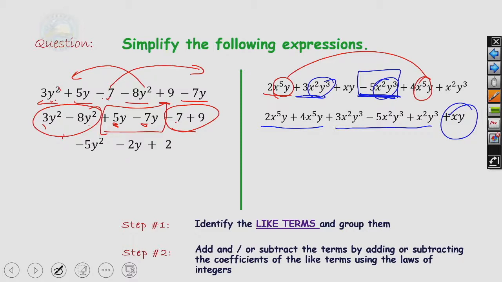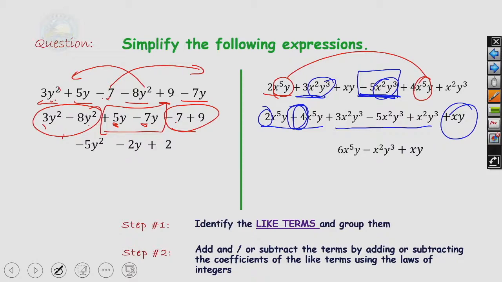Working it out here, remember that when we are adding and or subtracting our terms in algebra, we add and or subtract the coefficients. For my term here in x fifth y, the coefficient is 2. For my term here, it's positive 4. So we are going to add the coefficients here. It's going to give us 6x fifth y.